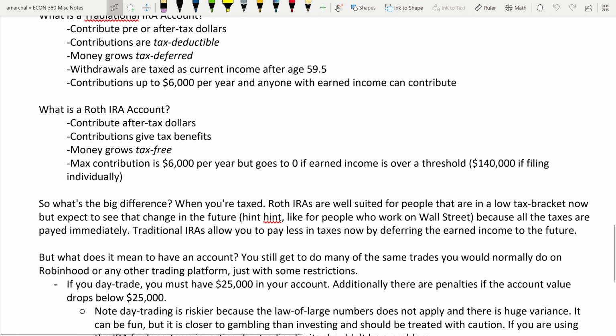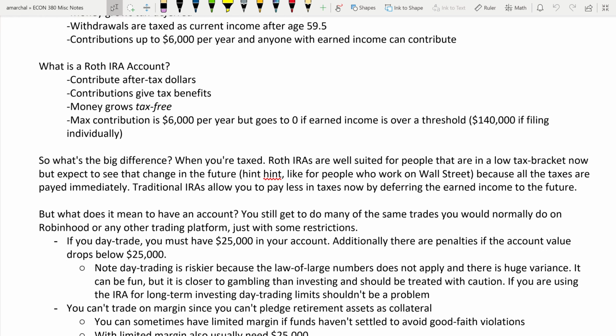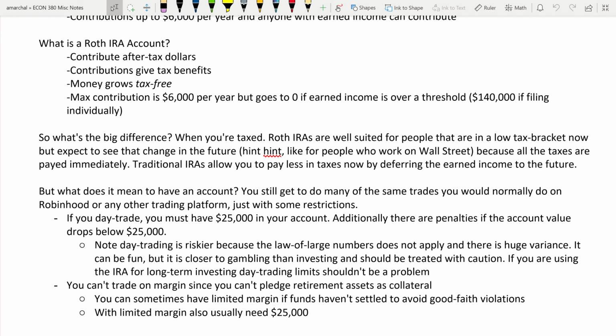But there are some limits with these accounts on what you can do, specifically with the trades. So, for example, with day trading, if you want to day trade, there are a lot of restrictions. For example, you have to have $25,000 in your account, and there are going to be pretty steep penalties if you day trade. That means you're making multiple trades on the same asset in a single day. But the big thing with day trading is that if you're really trying to use these for retirement savings, day trading is really risky because you don't use long run return predictions from the economy.